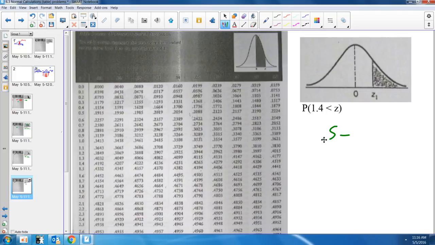So we're looking at the probability from 0 to 1.4, which is going to be right here, 0.4192. And when I take 0.5 and take that hole out of there, you're left with the shaded. Take the whole probability, the whole area, the 0.5, subtract off the part, you're left with the second part.